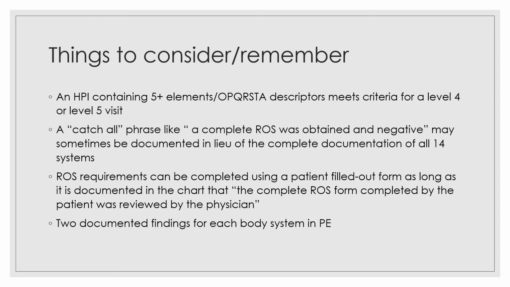A catch-all phrase like "a complete review of systems was obtained and negative" may sometimes be documented in lieu of a complete documentation of all 14 systems. A review of systems is generally what a patient will fill out on their way in, like, have you had nausea? Have you had vomiting? Have you had fever? And they'll say yes or no. But there are 14 different systems that they fill this out for. So review of systems requirements can be completed using a patient-filled-out form as long as it is documented in the chart that the complete review of systems form completed by the patient was reviewed by the physician. Two documented findings for each body system in physical exam, which I already discussed.